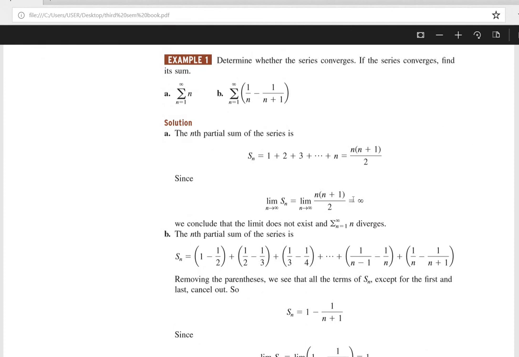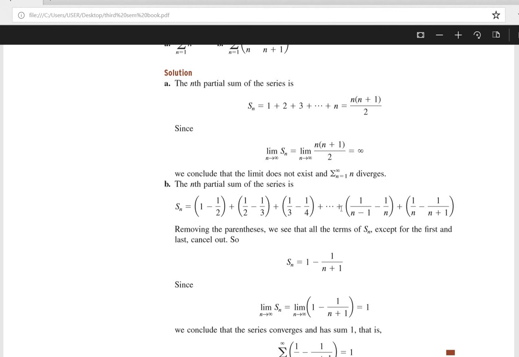So limit Sn equal to infinity. This is the sequence of partial sums. This diverges, that is, the limit does not exist. So we say that the series diverges. Okay.